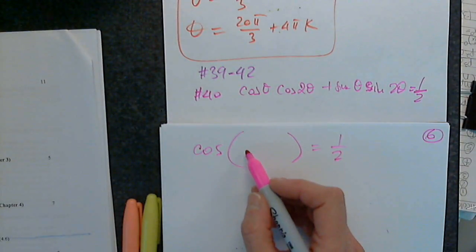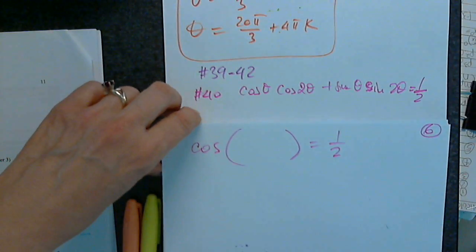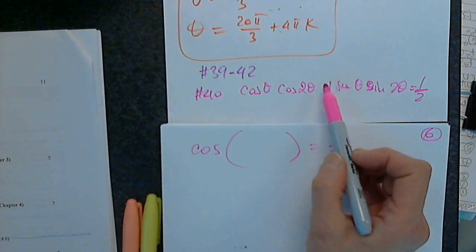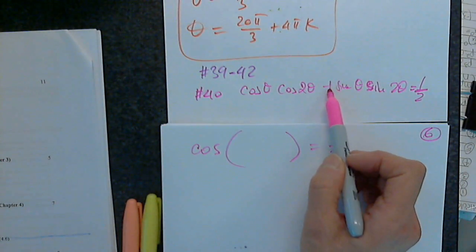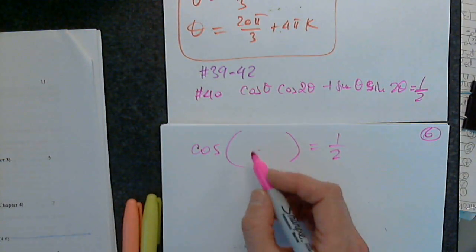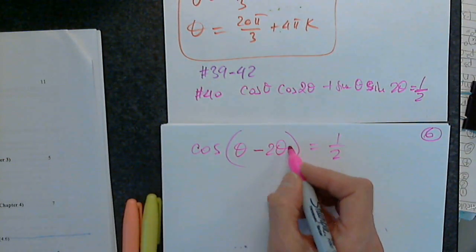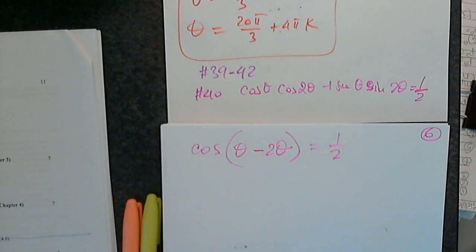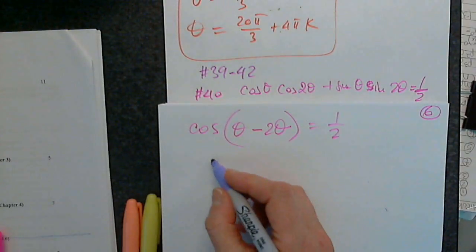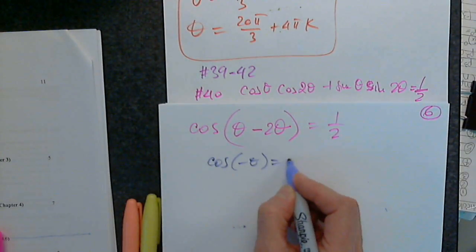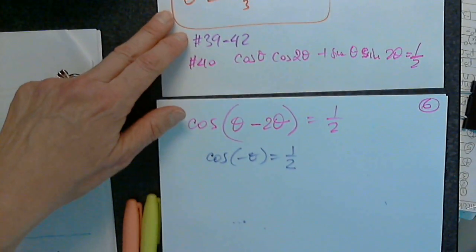Yes? Theta plus 2 theta. If this is, that's the wicked one. Yes. So it's plus here, so it's minus here. Okay, so theta minus 2 theta. Perfect. Now, how much is theta minus 2 theta? Good. So cosine of negative theta equals 1/2.